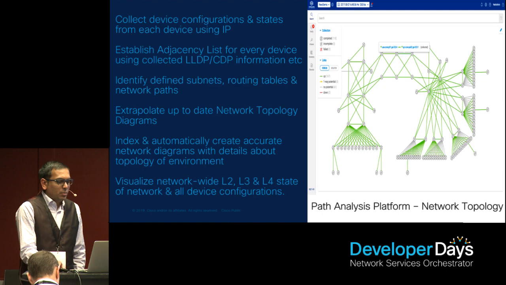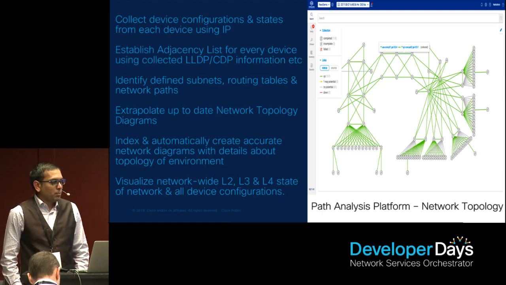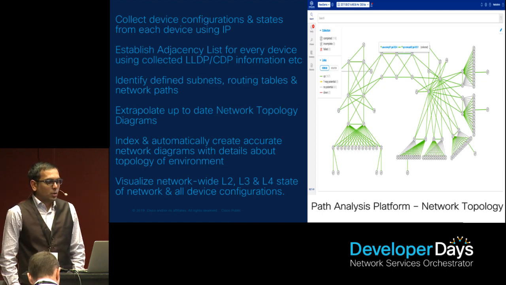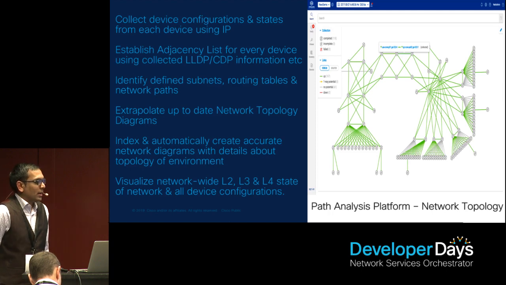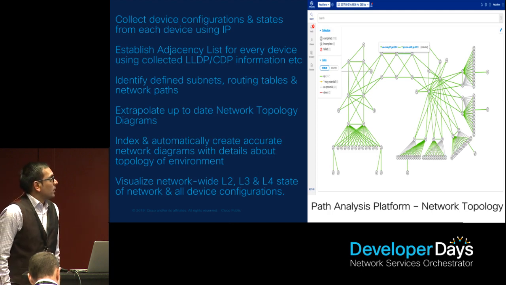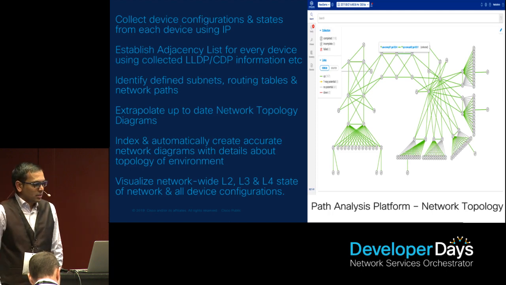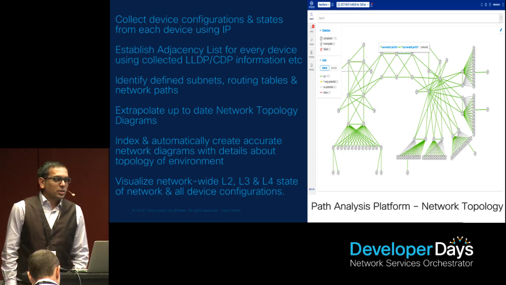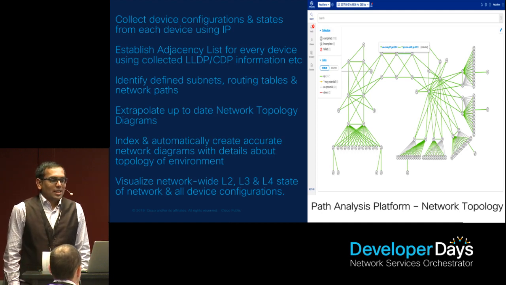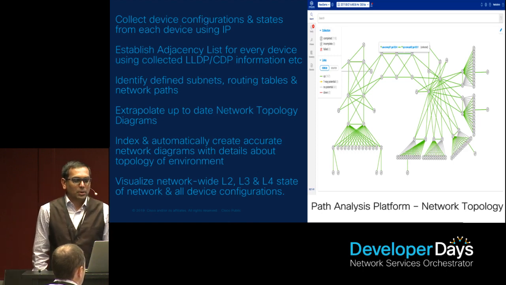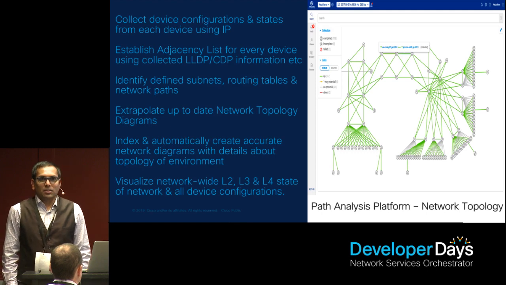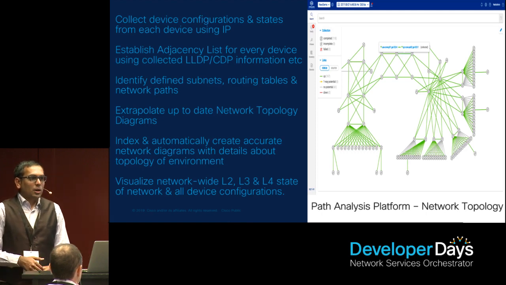So let's understand briefly about how this path analysis platform is able to generate the network topology. It collects data, device configuration and states from each device using the IP address. It establishes what we call an adjacency list for every device using collected LLDP, CDP information. It identifies and defines subnets, routing tables, and the network paths.